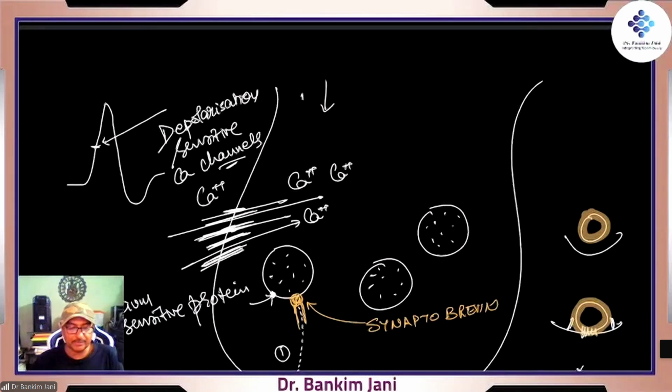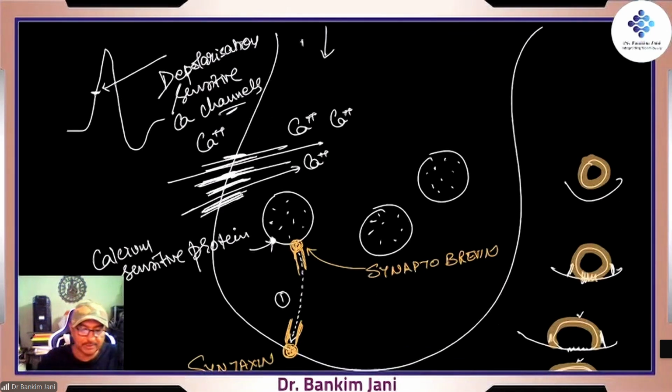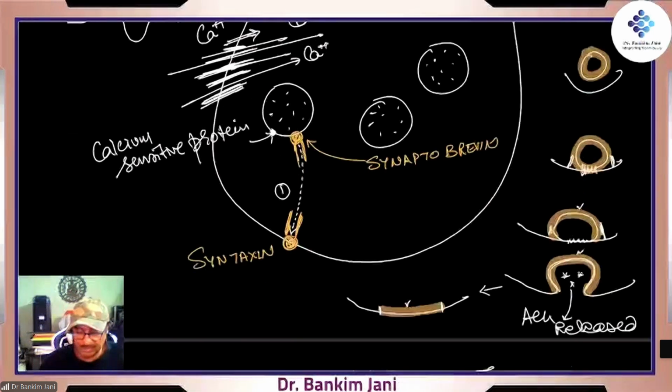And they will be stored over there. As the action potential from the axon comes, these are the voltage gated calcium channels which will be activated. They are also called the depolarization sensitive calcium channels. So when the depolarization wave comes, it will be opening these calcium channels. Once these calcium channels are open, on these vesicles there are calcium sensitive proteins. These calcium sensitive proteins will start pushing all these vesicles towards the surface.